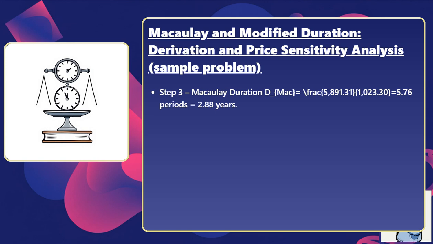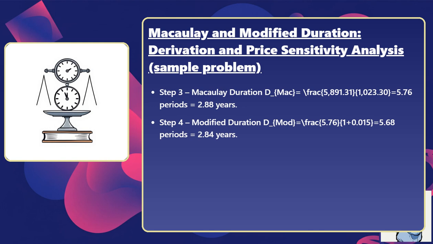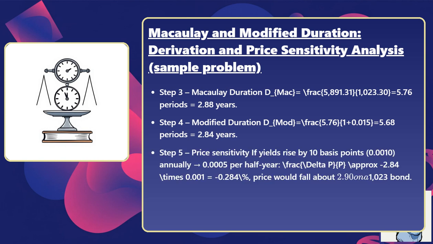D sub mac equals 5891.31 divided by 1023.30 equals 5.76 periods, which equals 2.88 years. Step 4, modified duration. D sub mod equals 5.76 divided by 1 plus 0.015 equals 5.68 periods, which equals 2.84 years. Step 5, price sensitivity.